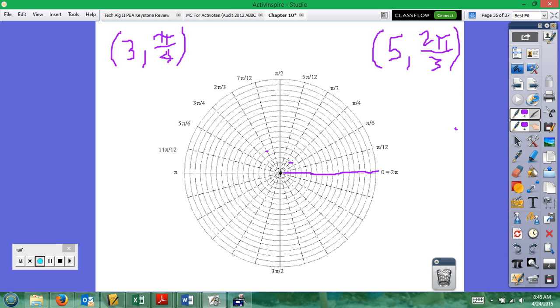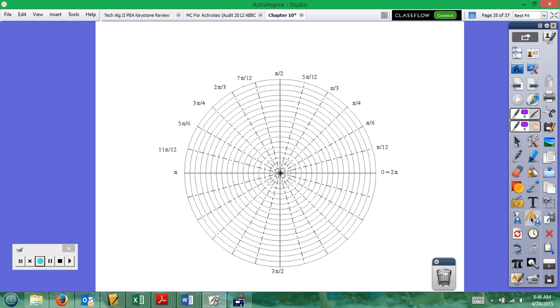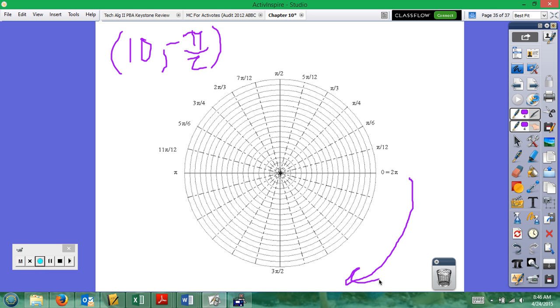If you were to graph a negative, like I said, how about 10 comma negative pi over 2? Well, negative pi over 2 would mean I'd rotate clockwise pi over 2. Well, that's 90 degrees. That takes me down to 3 pi over 2. 10 would mean 1, 2, 3, 4, 5, 6, 7, 8, 9, 10 units from the center. That would be that coordinate.